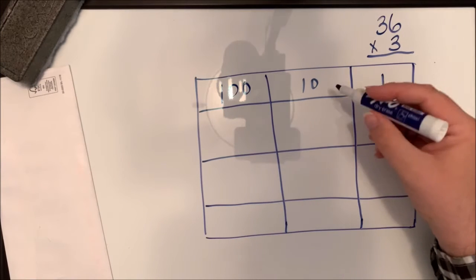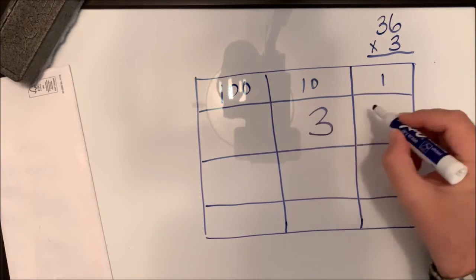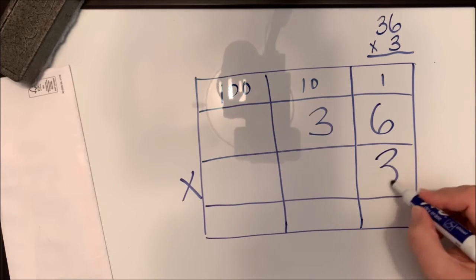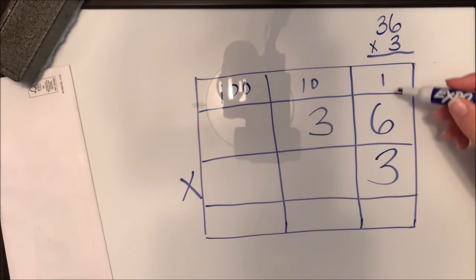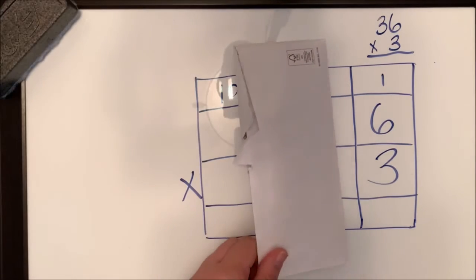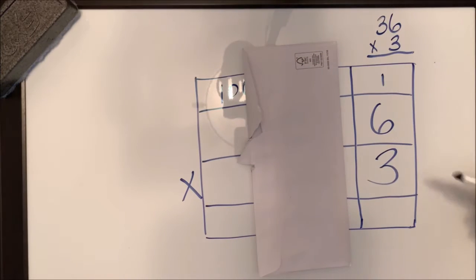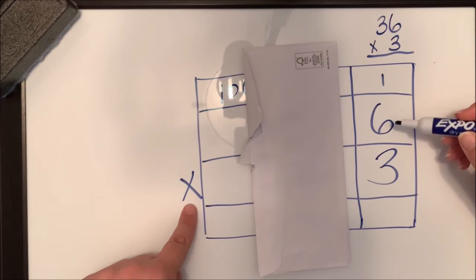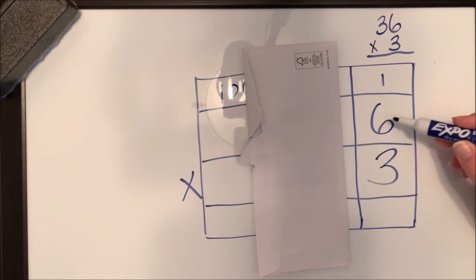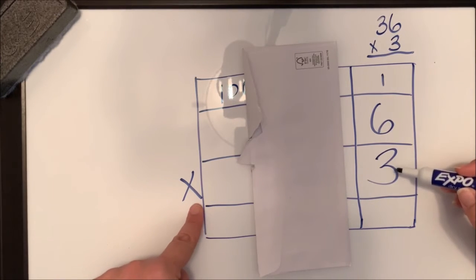So I'm going to plug in my numbers. 36 times 3. So I'm going to look at my ones column first, and I'm going to cover my tens right now because I want you to focus on this column. I have 6 groups of 3, or 6 multiplied by 3.